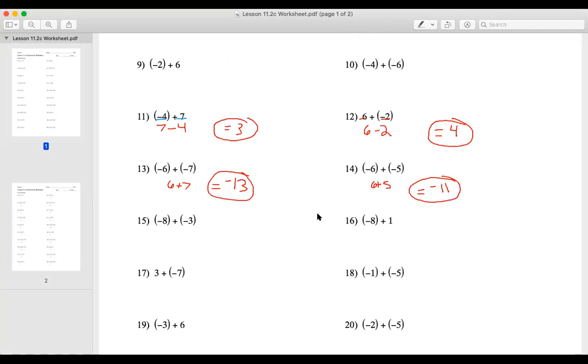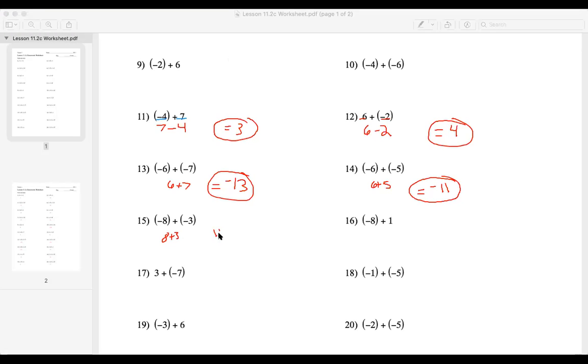Okay, so 15 and 16. It's 8 plus 3 because it's the same sign. That's 11, and it's negative, so it's negative 11. Kicking butt. All right, 16. It's 8 minus 1, because they're different signs, so we need to do subtraction, not addition. That gives us 7, and there are more negatives, so the answer is negative 7. You are doing well too.